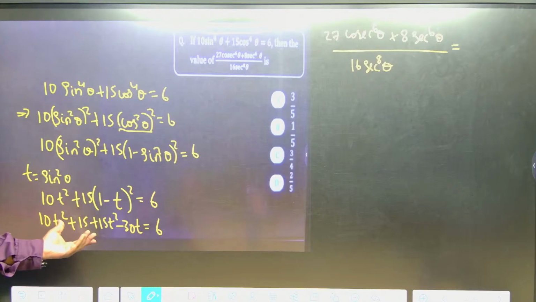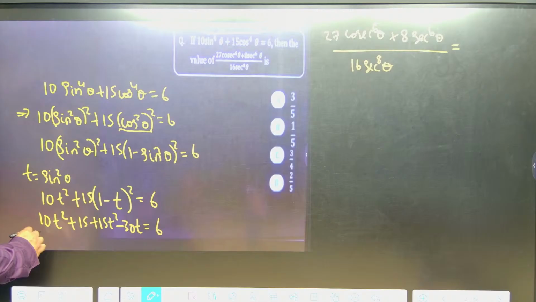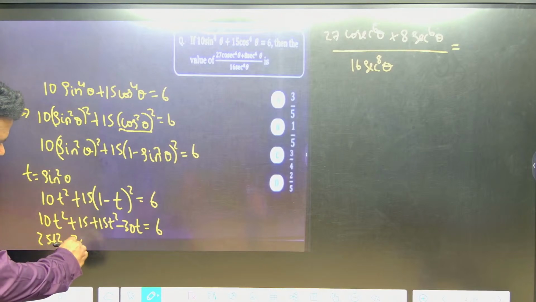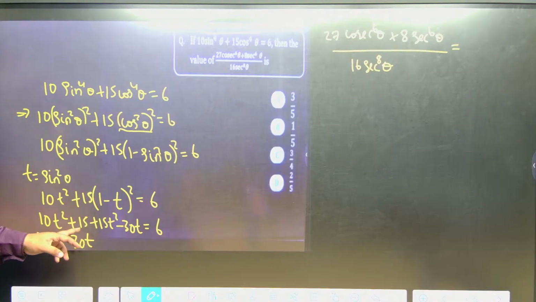Now we will simplify this quadratic equation. 10t square plus 15t square, we will get 25t square. And what about this? Minus 30t. Here we are having 15, here we are having 6. So 15 minus 6 is what we are having?